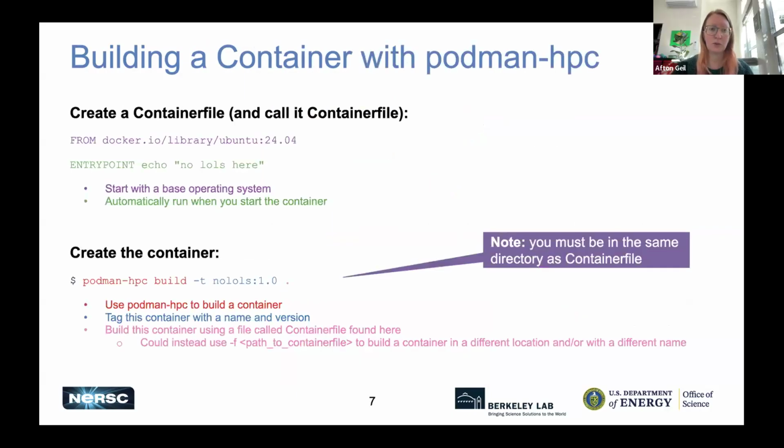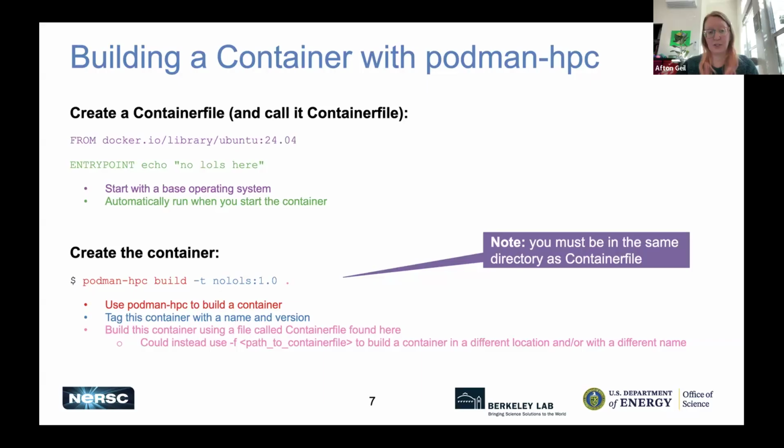So to build a container with Podman HPC, this is an actual valid two-line container file with this FROM line and the ENTRYPOINT line. This will start with our base operating system of vanilla Ubuntu 24.04. And then it just gives the entry point initial command to run when starting the container. So all this will do is build a container in Ubuntu that will print no lulls here when we run it.